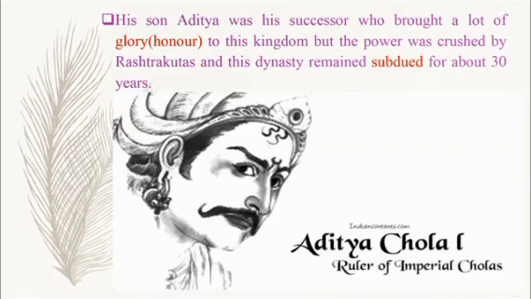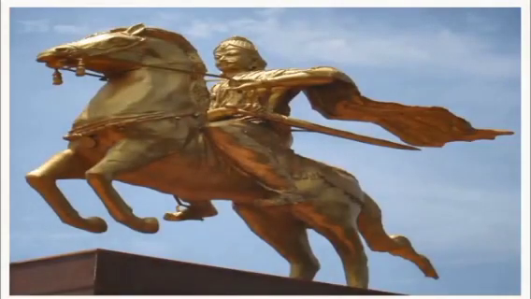Here, glory means honor to this kingdom, but the power was crushed by Rashtrakutas, and this dynasty remained subdued for about 30 years. So what is meant by subdued? Subdue means bring a country or people under control by force. Next, we are going to learn about Rajaraja the First. Here we can see the picture of Rajaraja the First.